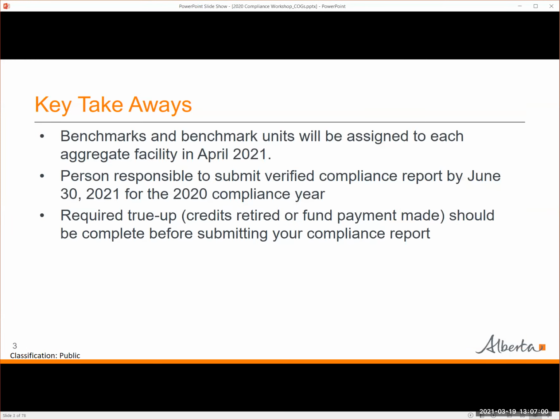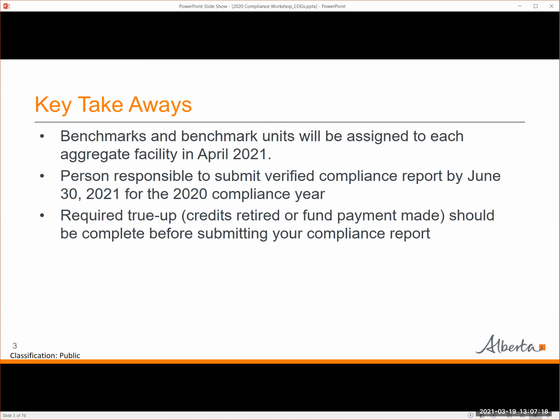Next slide, please. So a few key takeaways right off the bat from today's workshop before we dive in. Benchmarks and benchmark units will be assigned to each aggregate facility in April 2021, whether or not an application for either of these was received.